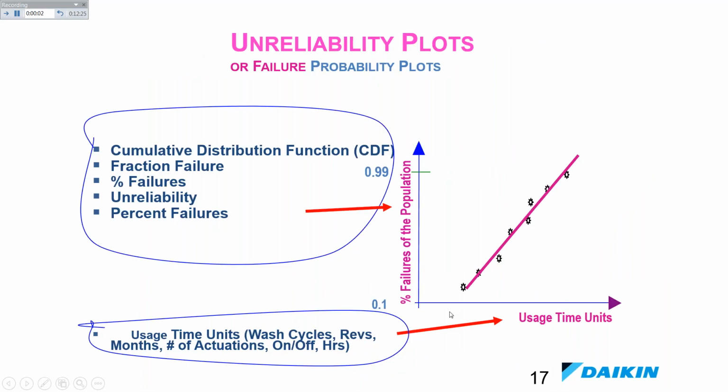There are different names for a probability plot. A statistician would call it the cumulative distribution function. Professor Meeker calls it fraction failing, percentage failures, unreliability. I use percentage failures of the population when I talk about my population out there in field analysis. When it comes to the x-axis, it's always the usage time, which for a washing machine could be washing cycles. For a bearing inside the washing machine, it could be revolutions. Actuations for relays and contactors, on-off cycles, number of hours of operation. And that's how it goes.